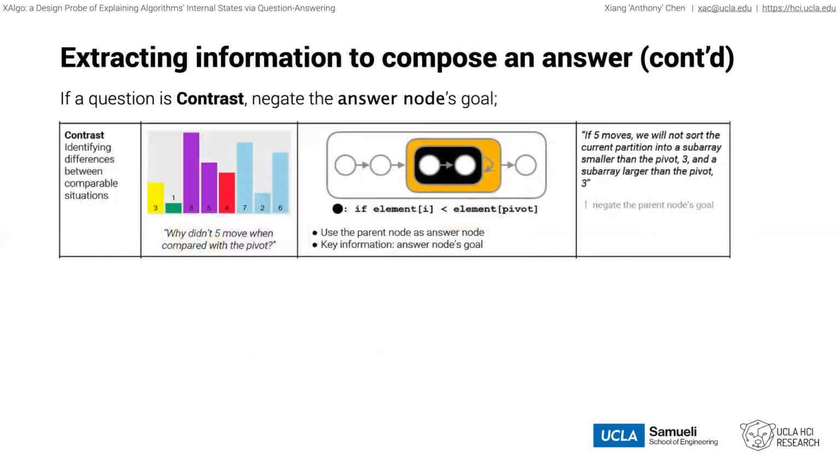As another example, if the question is contrastive, we would negate the answer node's goal in order to extract information. For example, when the user asks why didn't 5 move when compared with the pivot, the user is trying to see what happened if this action hadn't been taken by the algorithm. We simply extract the goal of this node, which is to sort the current partition into a subarray smaller than the pivot and a subarray larger than the pivot. And then we negate it in the final answer to inform the user that the contrastive outcome would have happened if this action hadn't been taken.